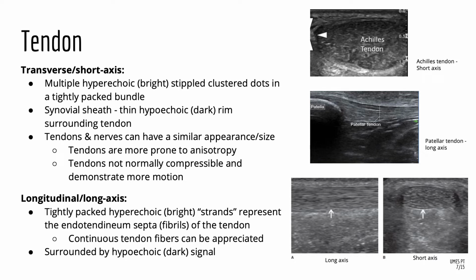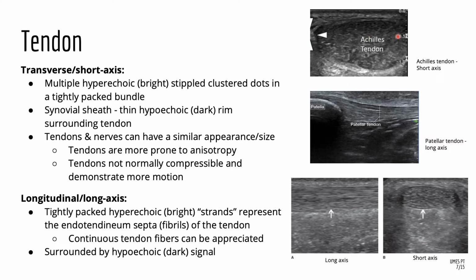tendon. Tendon and nerves can be very similar in appearance and size, but tendons are more prone to anisotropy, and they are not normally compressible, and they can demonstrate a little bit more motion. And we'll talk about this later. Longitudinal, they are tightly packed hyperechoic or bright strands, and the continuous tendon fibers can be appreciated in the images, and it's surrounded by this hypoechoic dark signal.